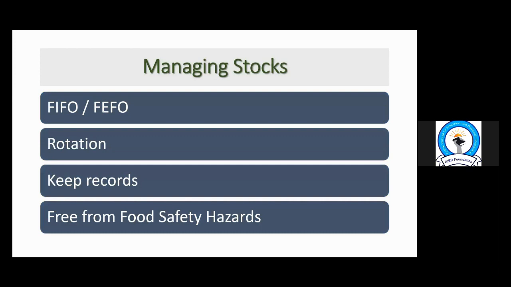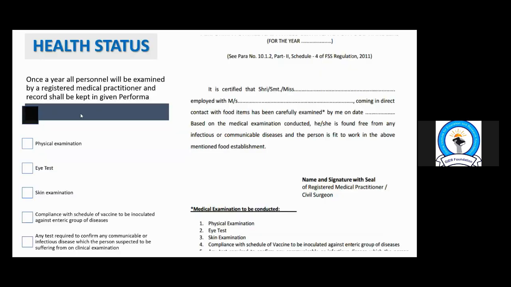Manage stocks. Proper stock management has to be there. FIFO. Rotation has to be there. Keep records and away from or safe from, free from food safety hazards. Right? If you are having state license, then you need to keep this medical fitness certificate or central license. For registration, it is exempted as of now. But please ensure that all worker, all people who are working in your shop are healthy, not having any infectious or contagious disease.